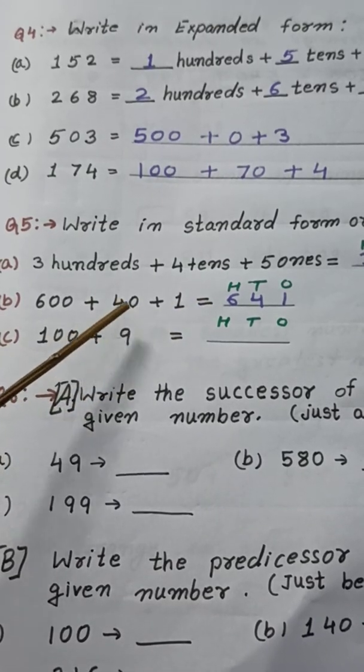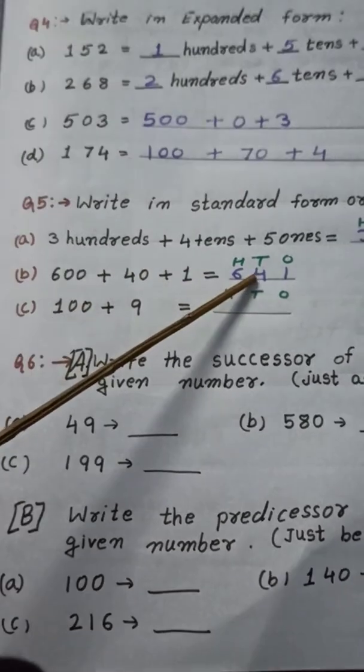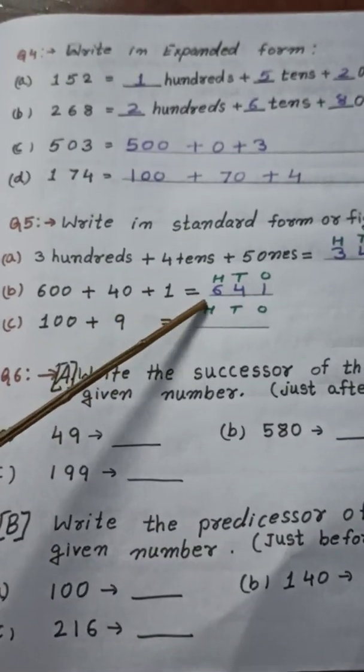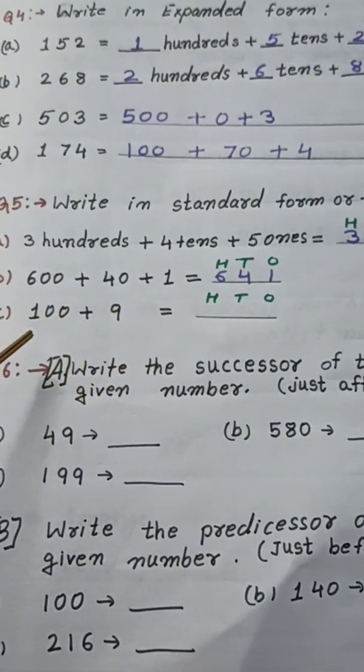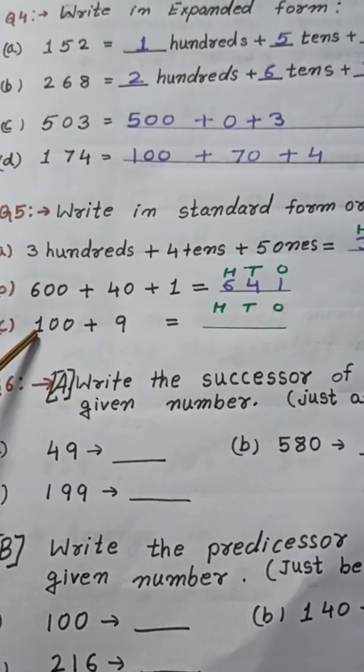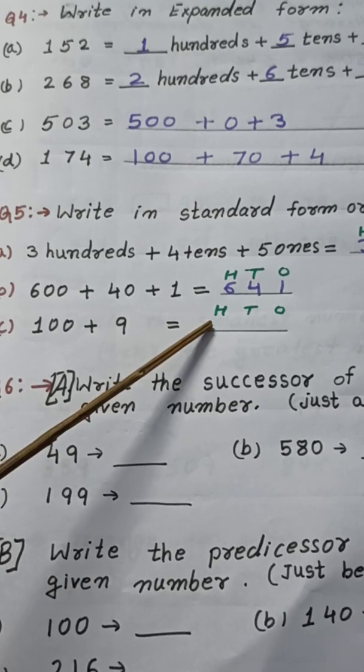Then 40, it means 4 tens. So here I have written 4. Then 1. Here is 1. So 641. Now here is 100. So 1, where will we write it, children? We will write here 1.